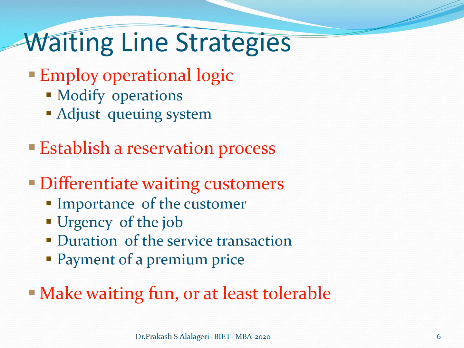You can divide or differentiate customers based on their importance. For example, you might make a separate waiting area for frequent customers, or those who spend a large amount with your company. So you can differentiate based on the importance of the customer, that is, how important the customer is to the organization. You can give them priority to avail the services, or provide a separate waiting line, so that they can finish the service and go back.